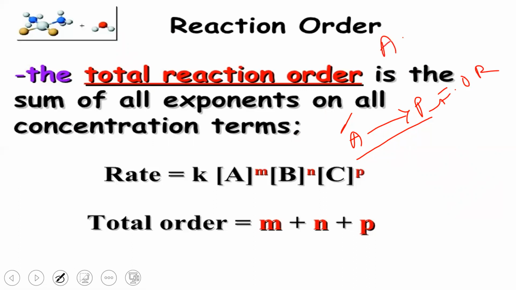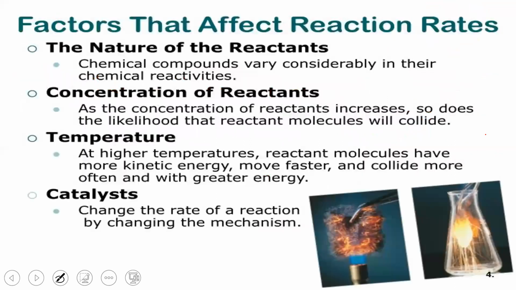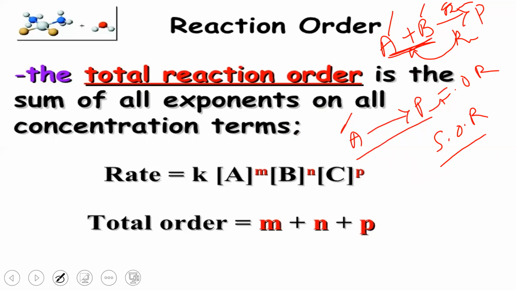Yes, there is a reaction, A plus B gives rise to products. If you change the concentration of A, there is automatically a change in the rate of the reaction. And also, if you change the concentration of B, that also affects the rate of the reaction. So in that case, the rate of the reaction depends upon two reactants' concentrations. Then that type of reaction is known as second order reaction.